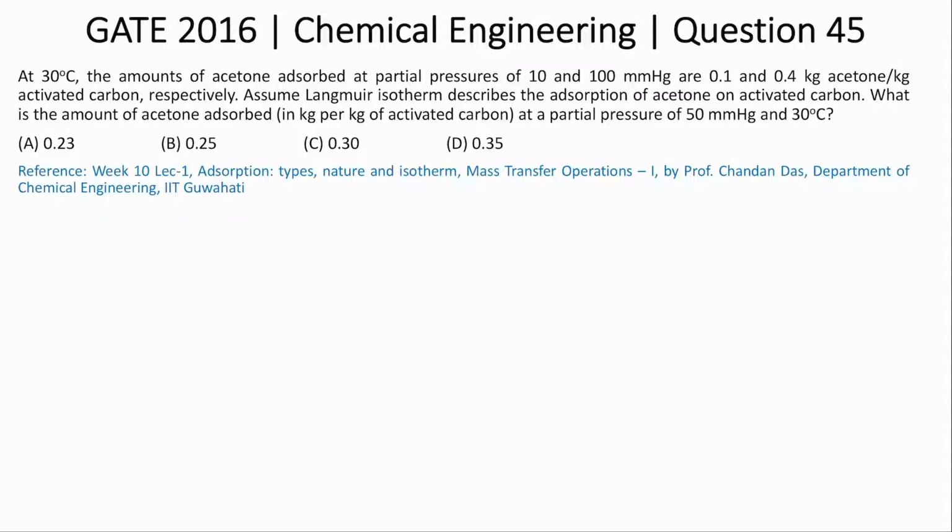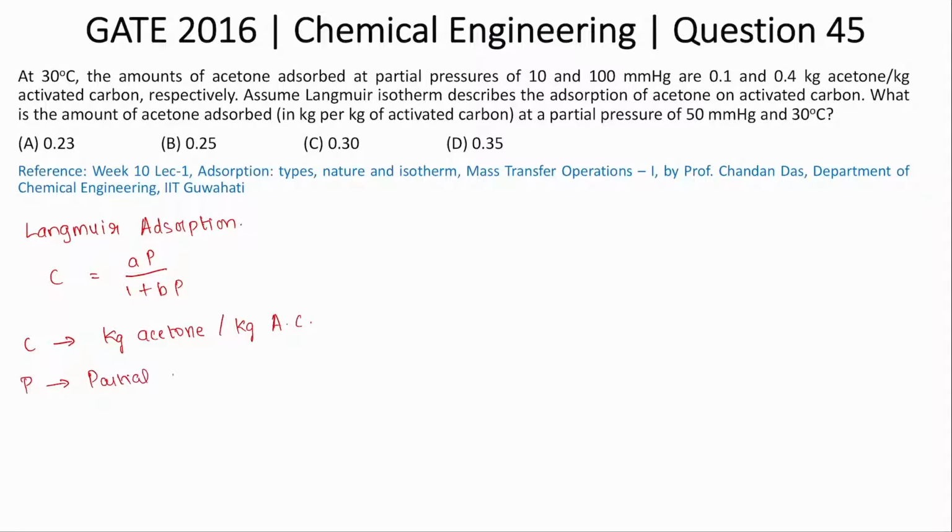So here it is given that the adsorption follows Langmuir adsorption. The general form of Langmuir adsorption is given as C is equal to AP by 1 plus BP. Here C is the concentration of acetone being adsorbed, which is given in kilogram of acetone per kilogram of activated carbon, P is the partial pressure, and the two partial pressures given here are 10 and 100 mmHg. And A and B are constants.